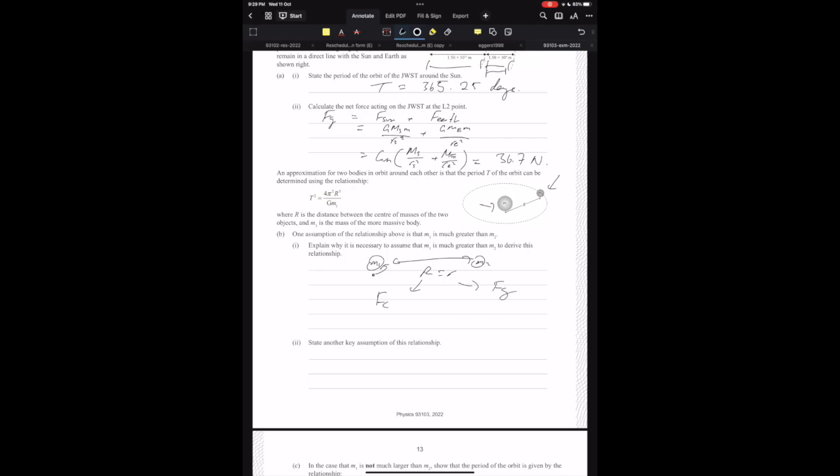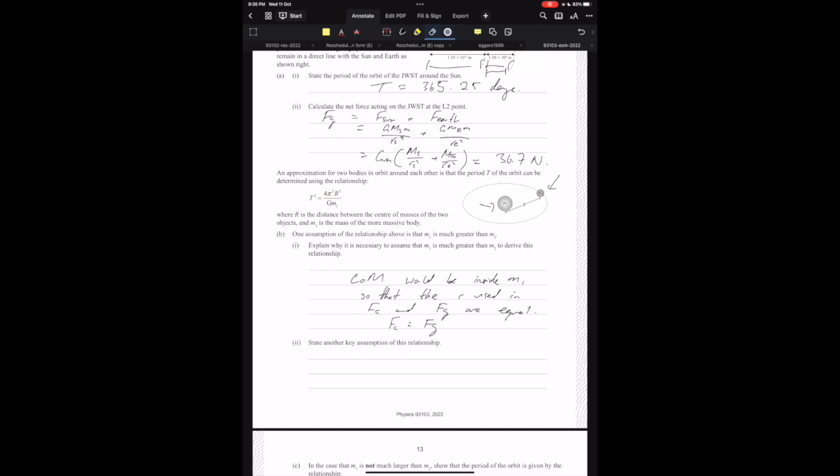And so basically, the main thing that we're trying to say here is that the center of mass would be inside M1, so that the R used in the centripetal force and the gravitational force are equal. And this is quite fundamental because Fc equals Fg is the starting point for this derivation up here.